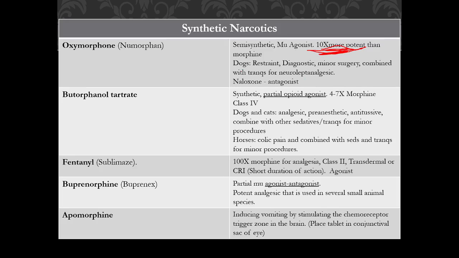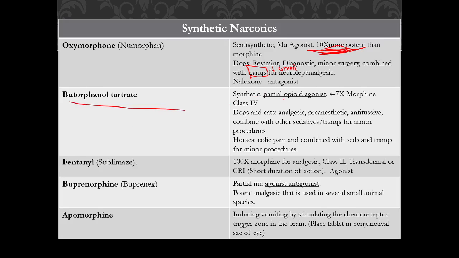So when we combine tranquilizers, like xylazine, with an opioid, we call that neuroleptic analgesia. So if I ask you to define it, it's going to be tranquilizer plus opioid. Naloxone is the antagonist. Naltrexone is the antagonist.